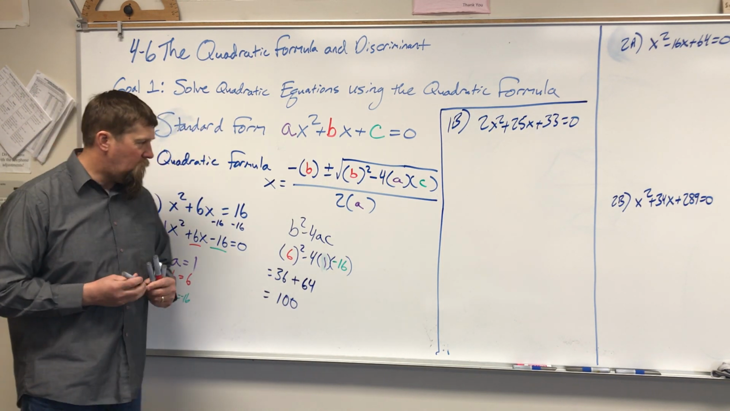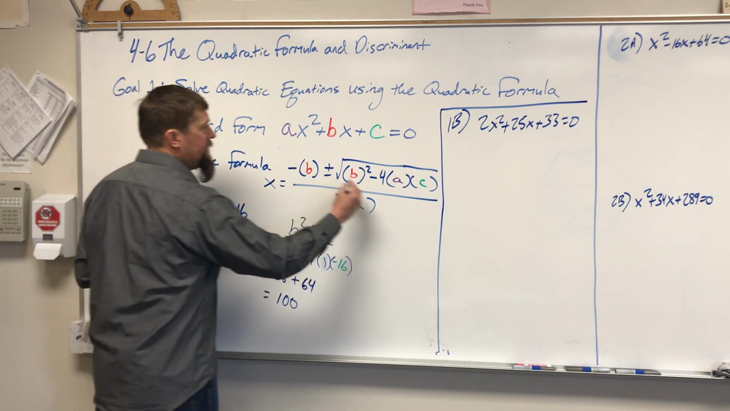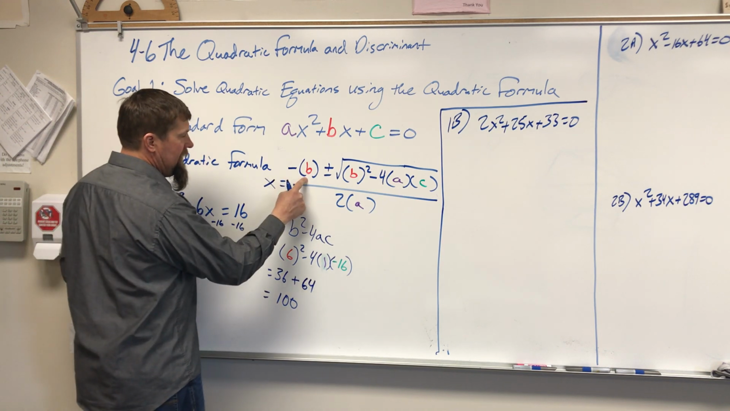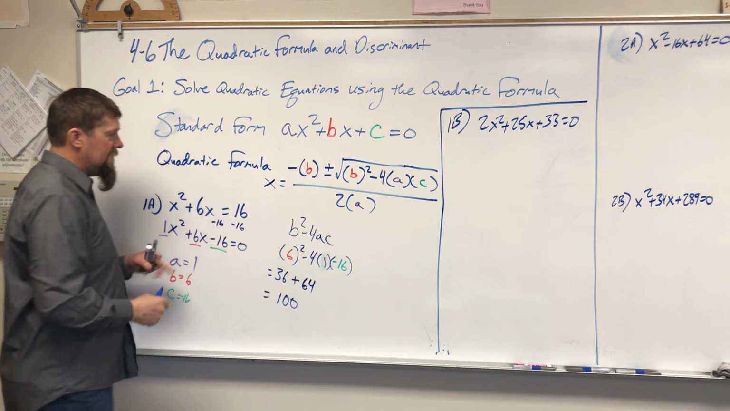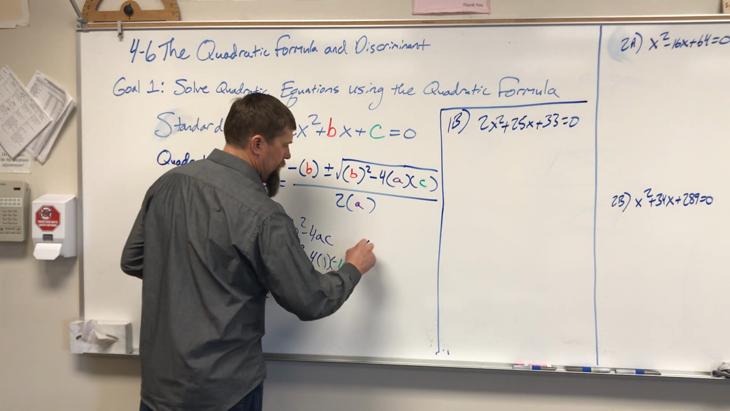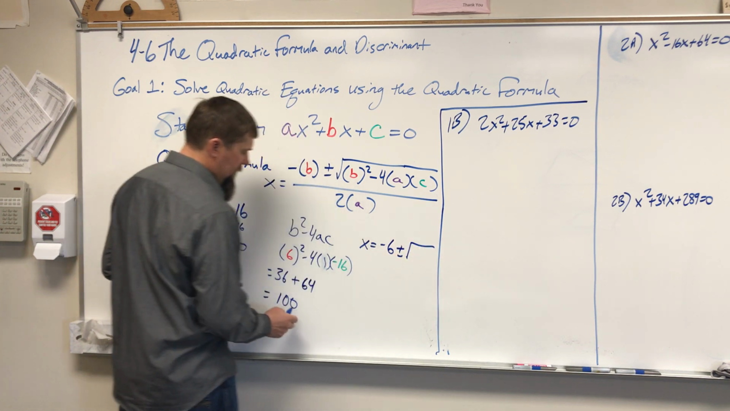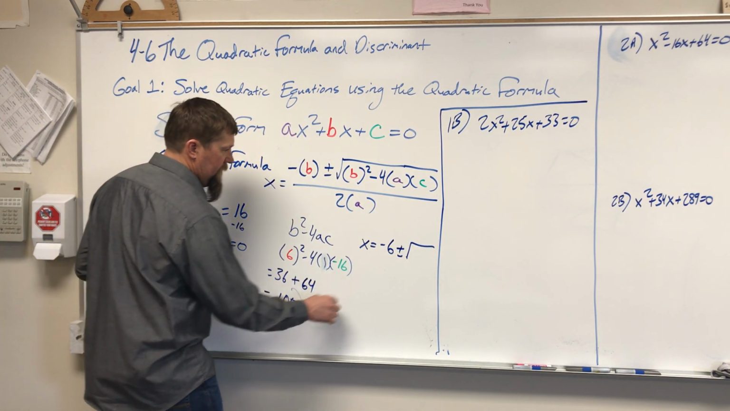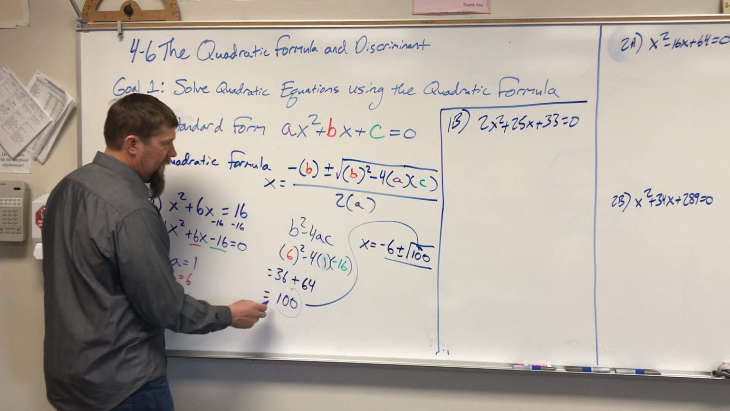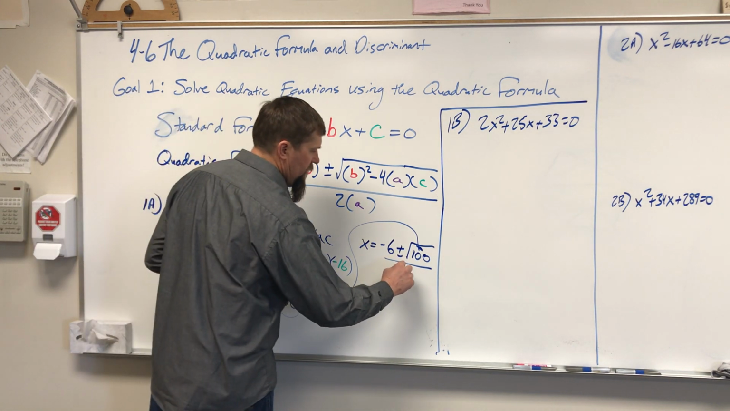Now, at this point, that is the discriminant. I am going to put that underneath the radical sign. So I go ahead and rewrite everything. Negative b, which means it's the opposite of b, so negative 6, plus or minus the square root. This is where I'm going to put the 100 now. All over 2 times a, but a is 1, so it's just going to be 2 times 1, or 2.